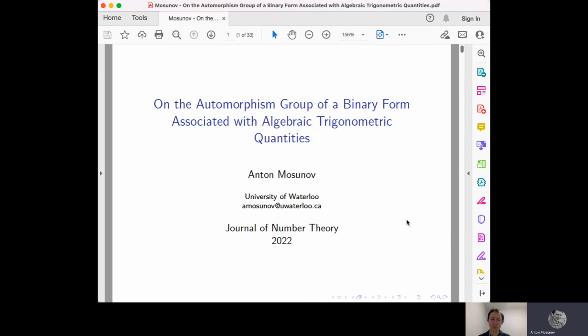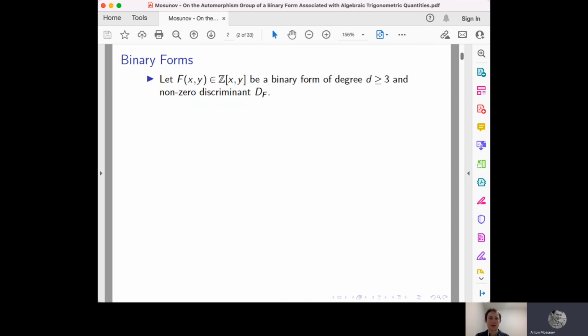And I would like to tell you about the paper on the automorphism group of a binary form associated with algebraic trigonometric quantities that will soon appear in the Journal of Number Theory. So let's take a binary form f with integer coefficients, degree d at least 3, and non-zero discriminant D.